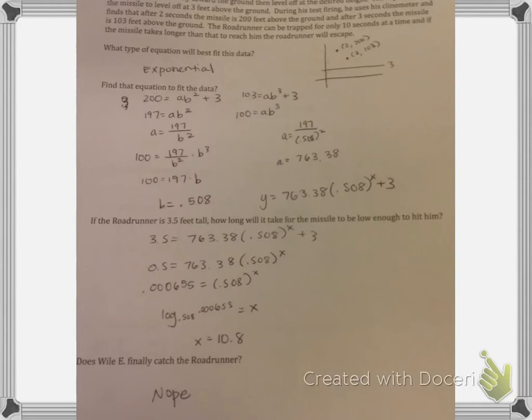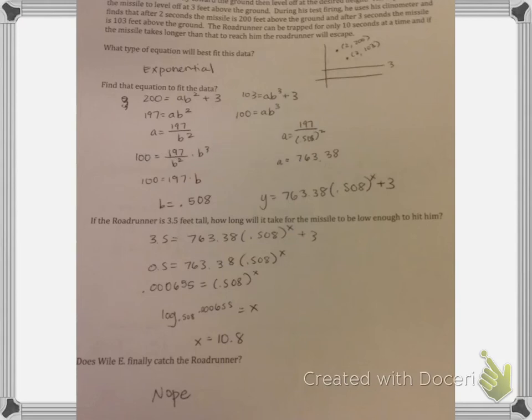So I took that information and I went ahead and I wrote this equation and this equation. So that's where you need to start. 200 equals AB squared plus 3 and 103 equals AB cubed plus 3. Okay, on both of those equations in the next step, I subtracted 3. Okay, so I subtracted 3, I got 197 equals AB squared, and 100 equals AB cubed.